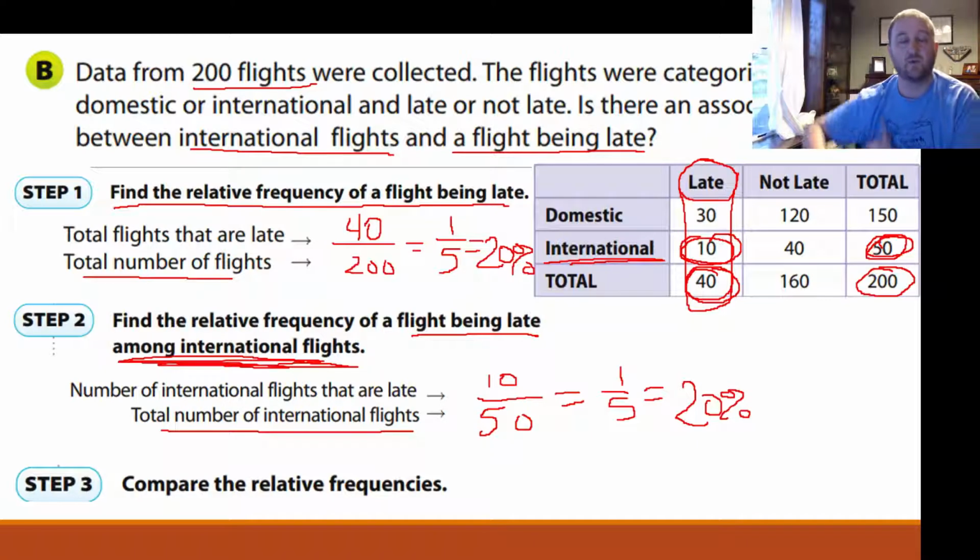So what we see here now is our relative frequencies are exactly the same. Since they're exactly the same, we can say I don't think that international flights are more or less likely to be late than any other type of flight. International flights are just as equally likely to be late as domestic flights. That's how we can interpret this data.